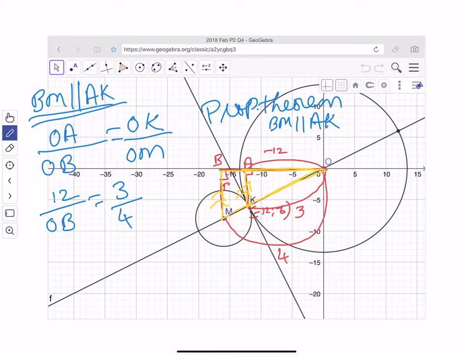Therefore, to find OB, I cross multiply. I get OB is equal to 12 times 4 divided by 3. I get 16. Definitely OB is in the third quadrant. Therefore, OB is equal to negative 16.